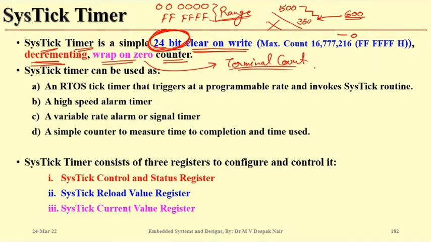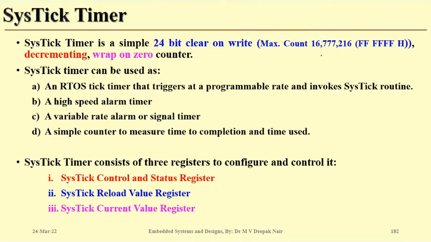So it is a 24-bit timer. Which one? Systick: 24-bit, clear on write, decrementing, wrap on 0. So the maximum count in decimal is this one, and this is FF in hexadecimal. So this is the basic definition of the Systick timer.